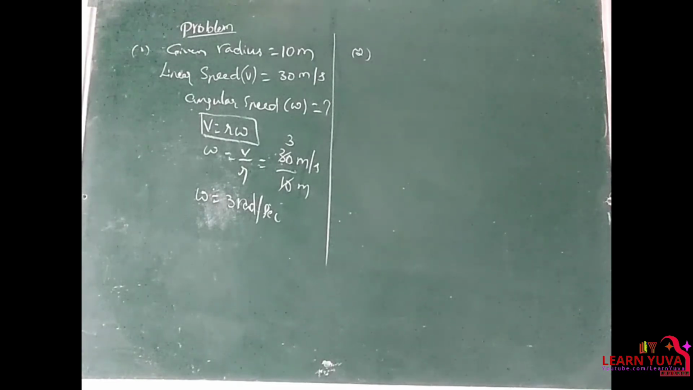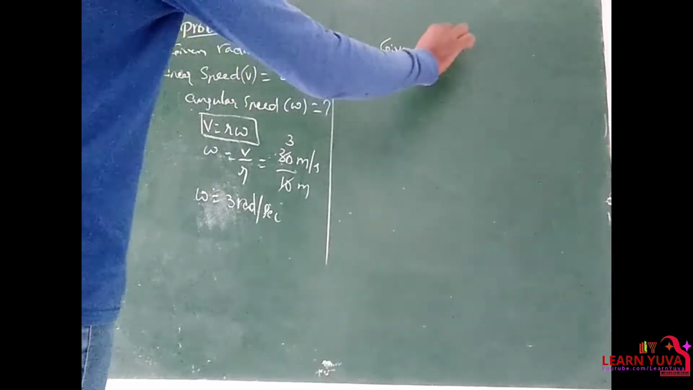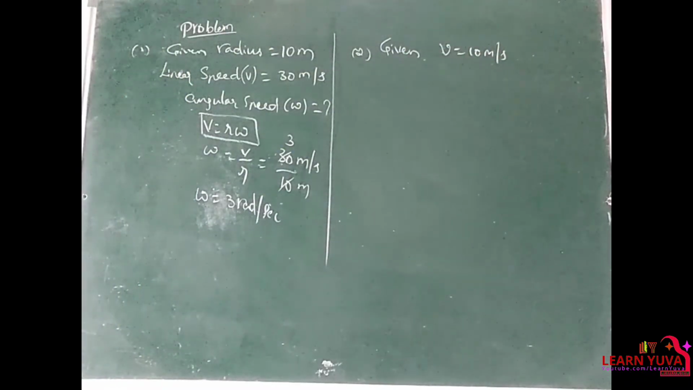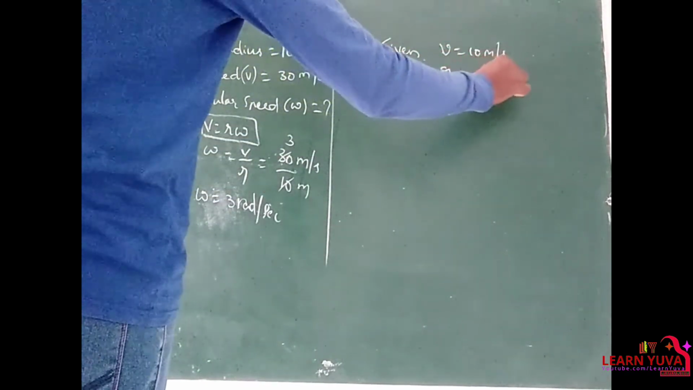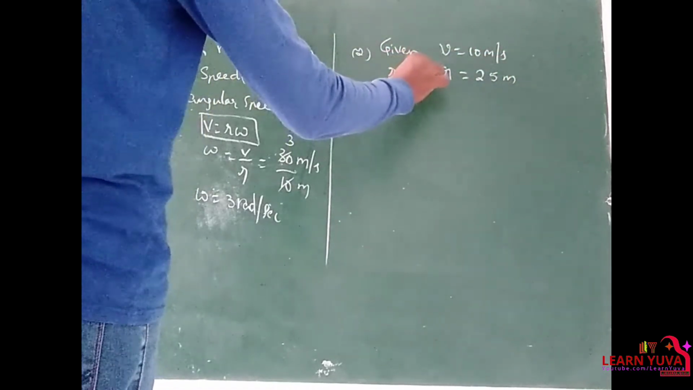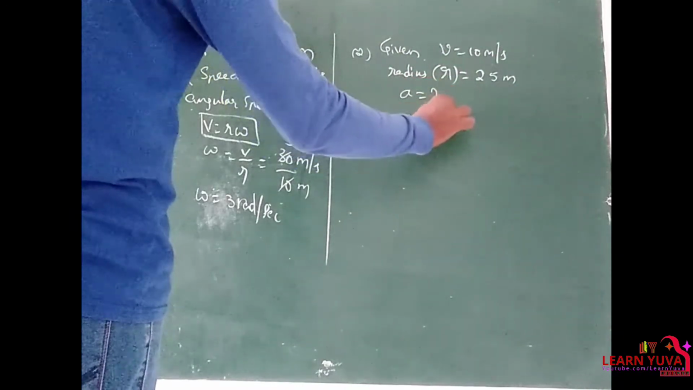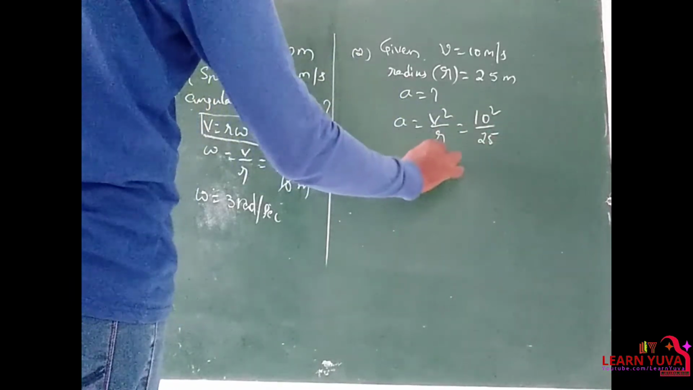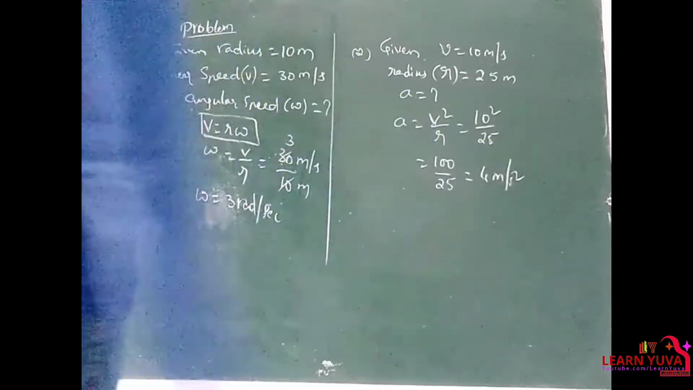What is the acceleration of a sprinter running at 10 meters per second when rounding a bend with turn radius of 25 meters? So given, velocity is equal to 10 meters per second, radius R is equal to 25 meters. We have to find out acceleration. By the formula A is equal to V square by R, V square 10 square by R 25, 100 by 25, that is equal to 4 meters per second square.